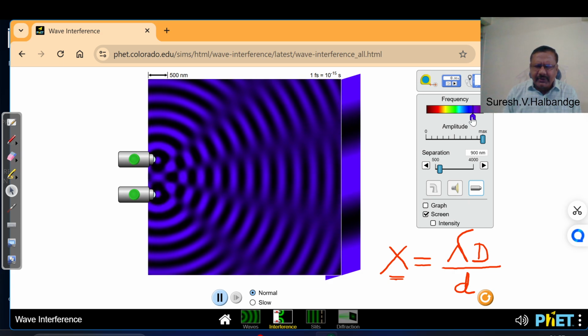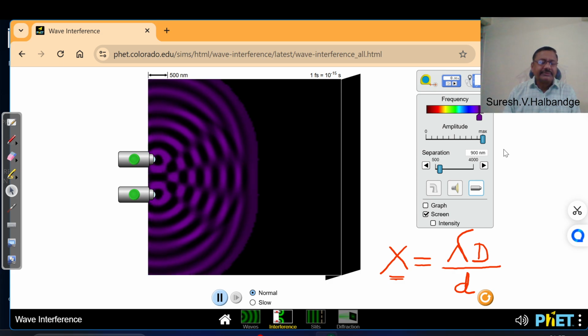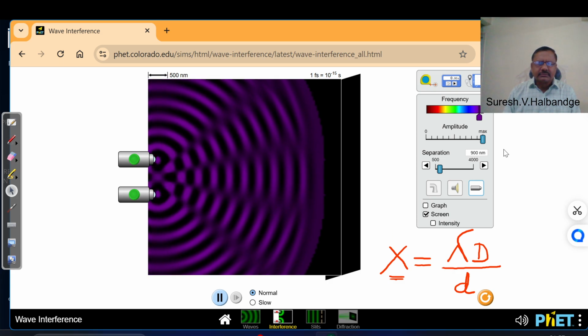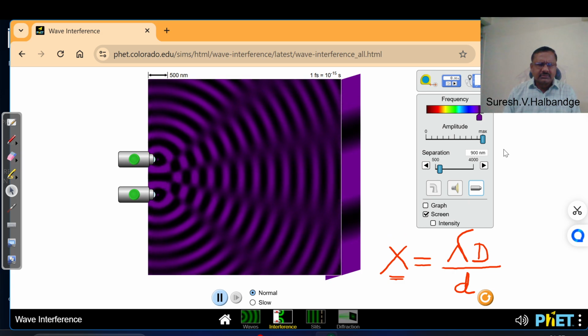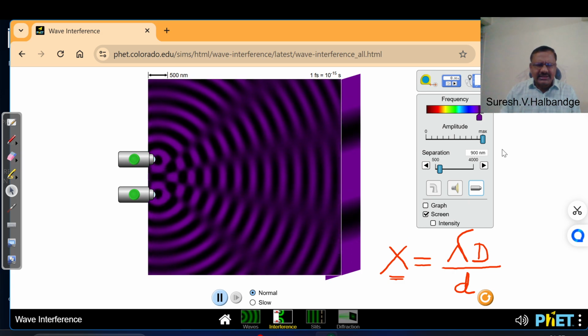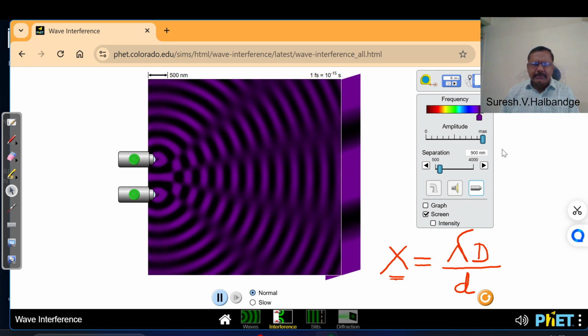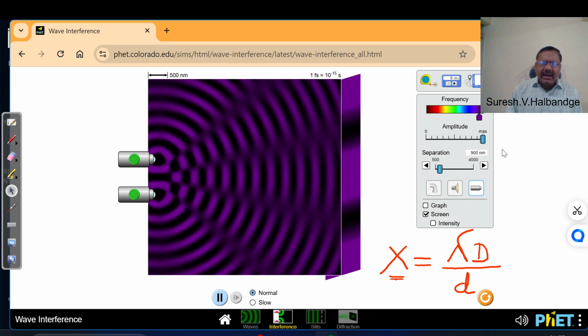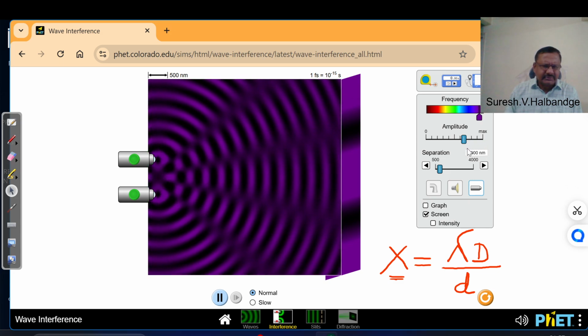Still I will decrease the wavelength. Let us see what happens. So we are getting excellent alternate bright and dark bands. Now I will try to reduce the amplitude. Let us see what will happen.